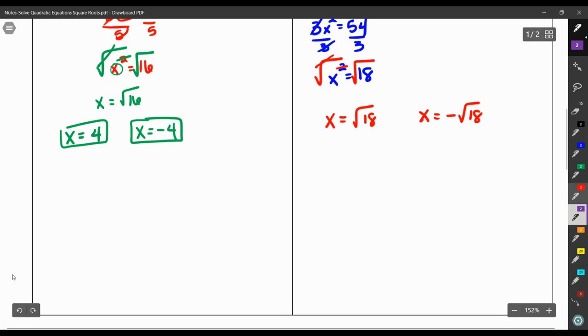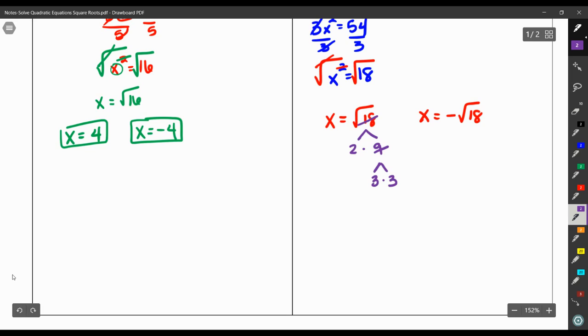That doesn't mean make it a decimal. Decimal answers are approximations. I want an exact answer, so you're going to have a square root left over. How we simplify is we break it apart into its factors. One factor of 18 is 2 times 9. And then I can break down 9 into 3 times 3.